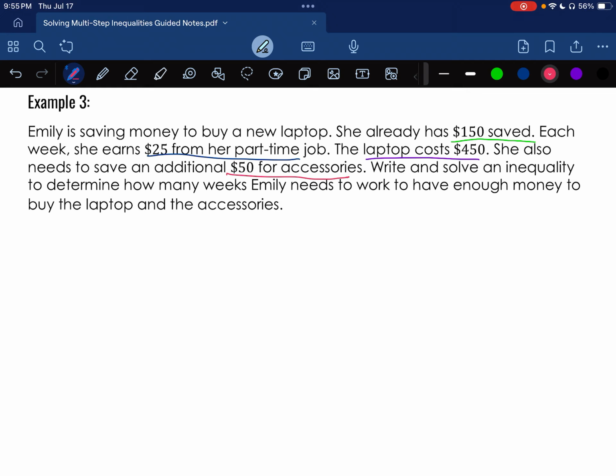Here we go. So let x be equal to the number of weeks worked.